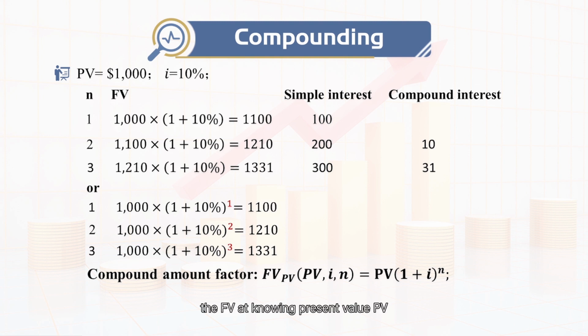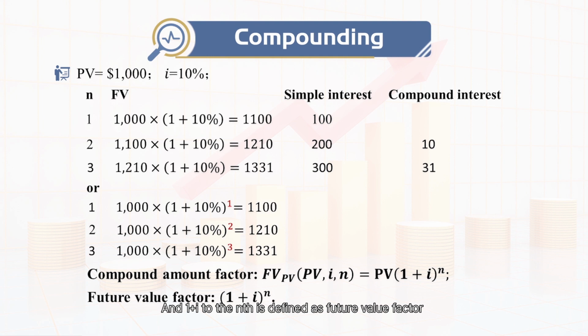More generally, a compound amount factor is defined to compute the FV from a present value. That is, the FV, knowing present value PV, interest rate I, and the number of compounding periods N, can be calculated by the formula PV multiplied by 1 plus I to the nth. And the 1 plus I to the nth is defined as the future value factor for any present value invested.